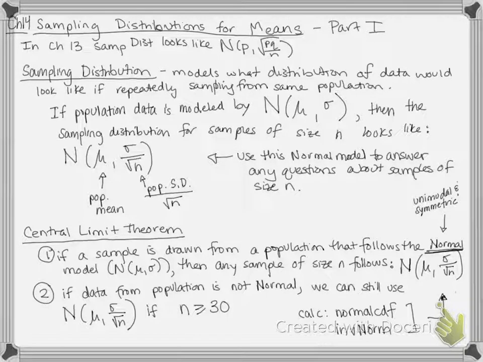This would be very similar to how we used normal CDF back in chapter 13 when we had a sampling distribution for proportions. So remember, this up here in that first line is for proportions, and this one right here is for means. So we have two different sampling distributions, just to clarify. We're going to follow this video up with a few examples.